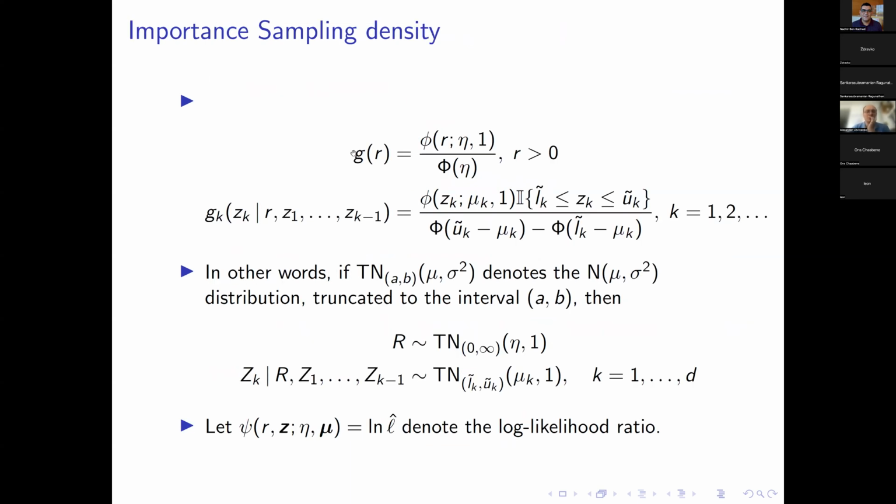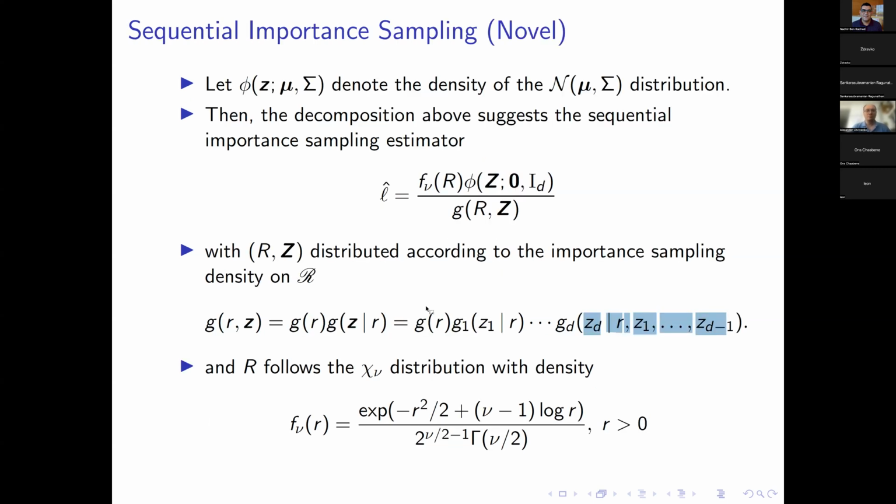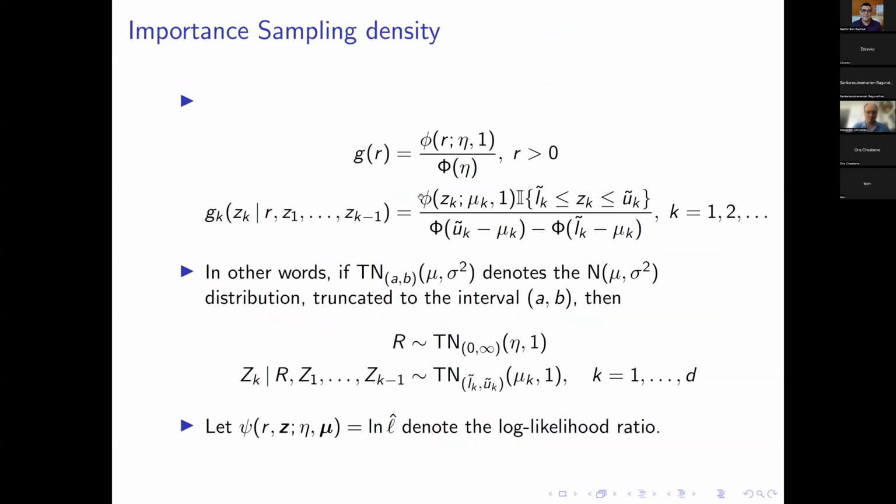the methods that have been used thus far will not have any freely floating parameters which need to be optimized. So I guess the novel idea here is that what we propose is using an importance sampling density which is parameterized by some parameters, and these parameters can be chosen in a way that makes the importance sampling estimator very efficient.